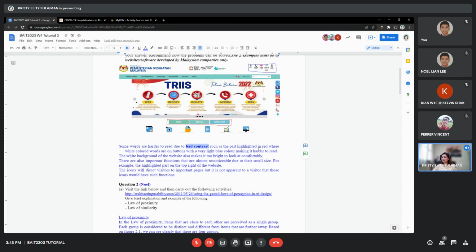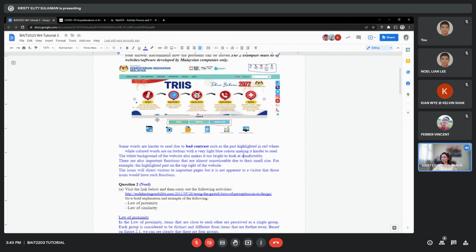Background white, and the font color is light orange. Okay, so it's a little bit hard to read. And the white background of the website also makes it too bright to look at comfortably. But of course, it always depends on the user. Some people may find this interesting. But to me, I agree with Calvin. It's too bright and too fancy to me.